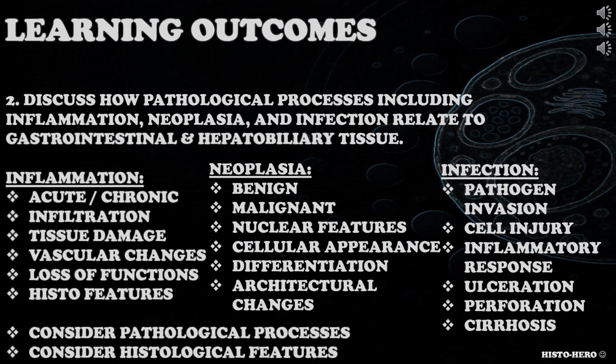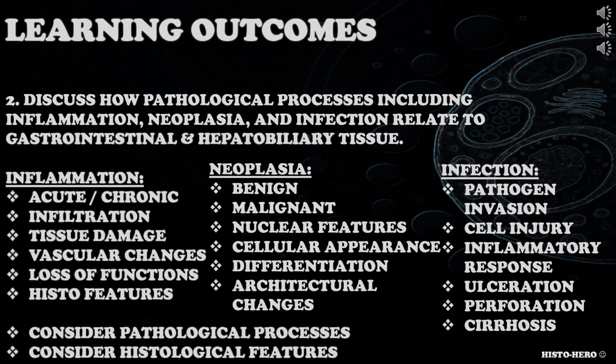The second learning outcome is for the candidate to discuss how pathological processes including inflammation, neoplasia, and infection relate to gastrointestinal and hepatobiliary tissue. How does inflammation relate to gastrointestinal and hepatobiliary tissue? Consider acute and chronic inflammation, cellular infiltration, tissue damage, vascular changes, loss of various functions. In esophagus, consider changes within mucosa and smooth muscle, inflammation cause of erosion, ulceration, infiltration by immune cells, neuromuscular dysfunction, impact on functions such as impaired peristalsis, stricture, dysphagia.